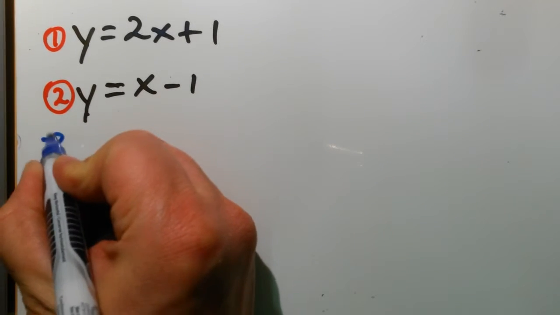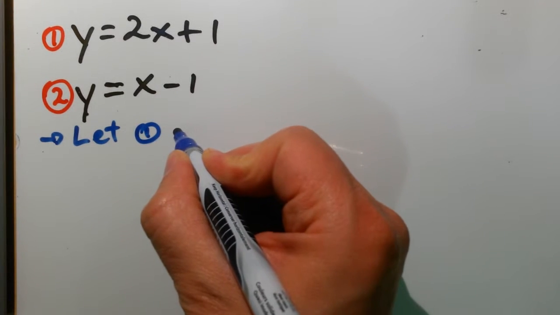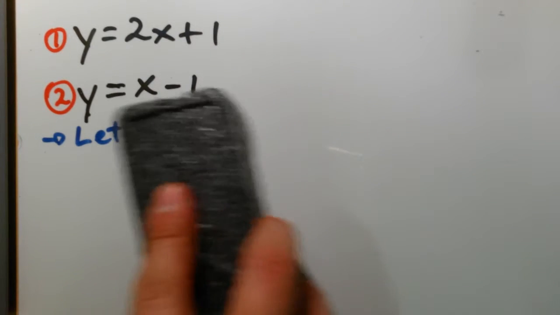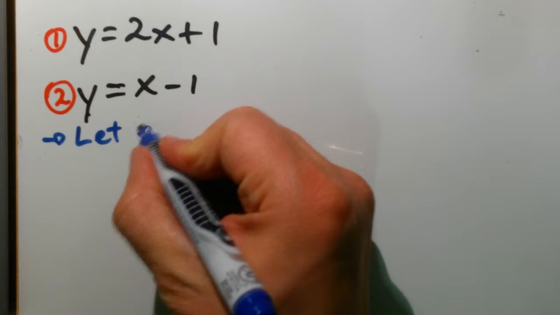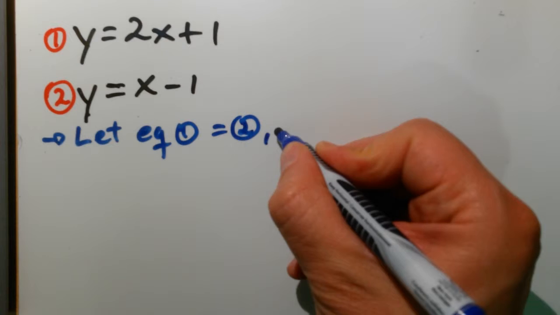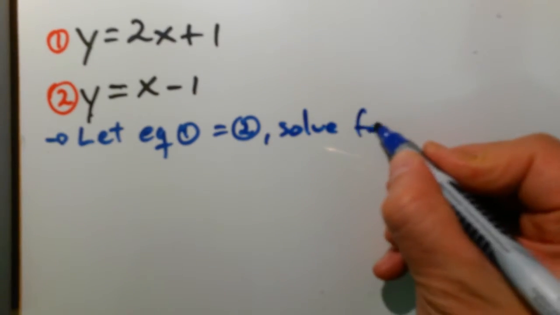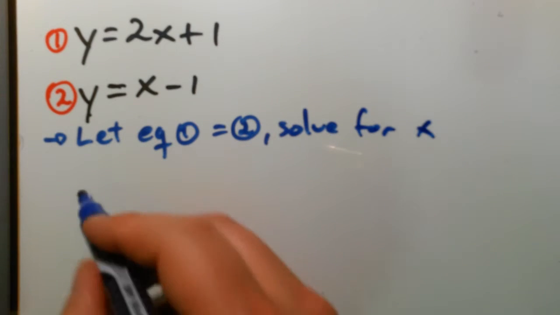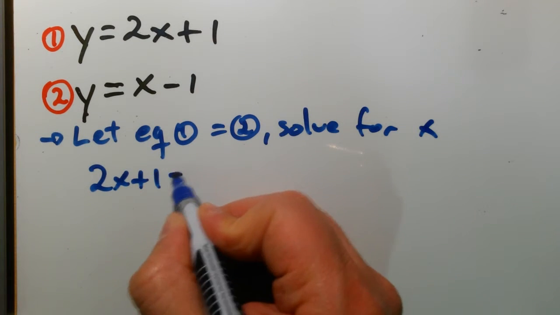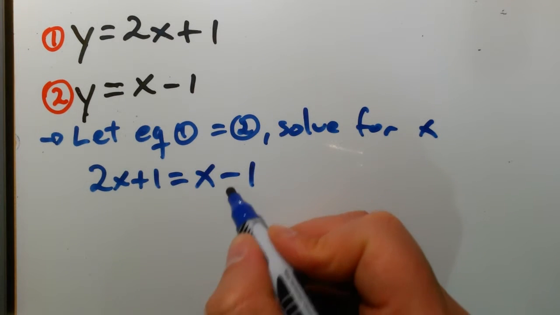So the first step would be: let equation 1 equal equation 2 and solve for x. Let's do that right now. We write equation 1, which is 2x plus 1, equals x minus 1. Now let's solve for x.